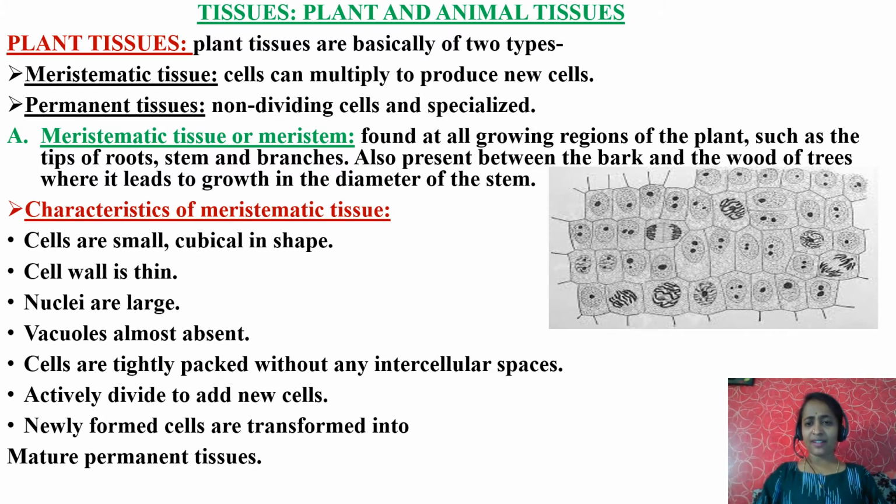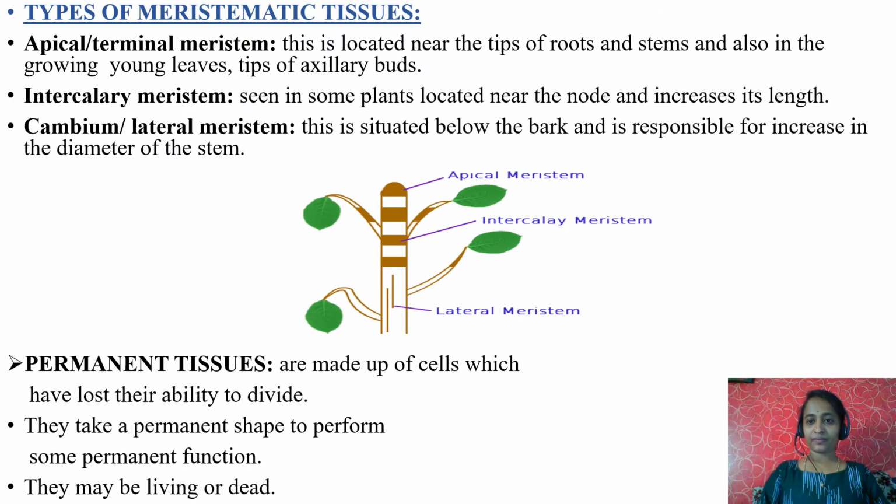Can you see the picture? Is there any space between the cells? No. So there are no intercellular spaces between these cells. Newly formed cells are transformed into mature permanent cells. Newly formed cells, after a few days, become what? Permanent tissue. After maturation, after becoming permanent tissue, they lack the capability to divide, but they do a particular function.